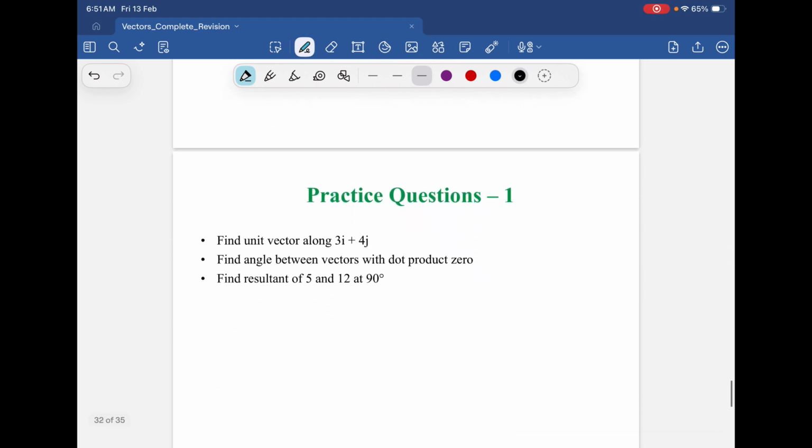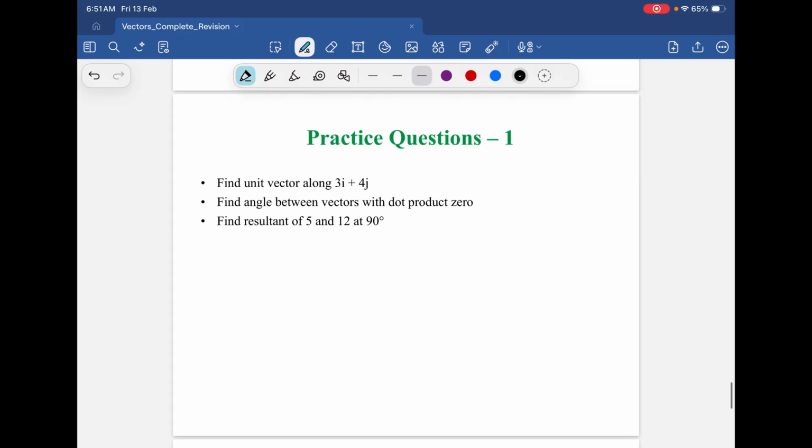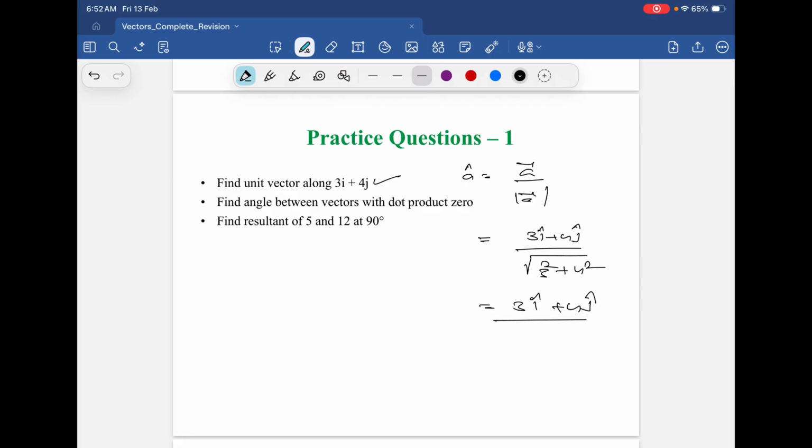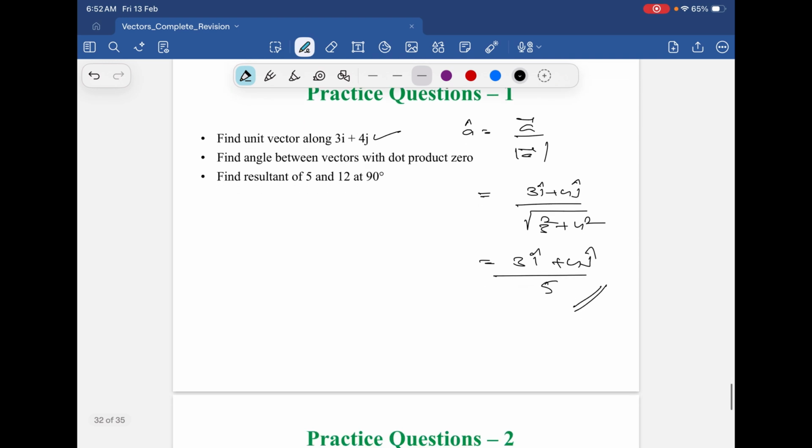Right? Now, find the unit vector along this one. Already we have seen the unit vector definition. A cap is equal to what formula? A bar by mod A bar. So the unit vector in the direction of this vector 3i plus 4j: its magnitude is root of 3 square plus 4 square. How much will we have? (3i cap plus 4j cap) by root of 9 plus 16, root 25, that is equal to 5. Okay. Same thing, this is 90 degrees, root a square plus b square, direct formula, you can do it.